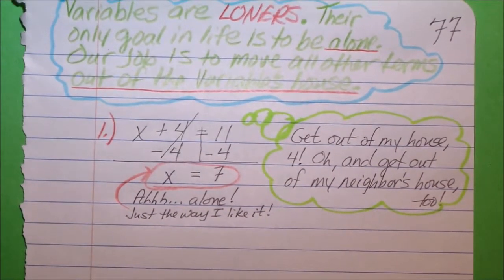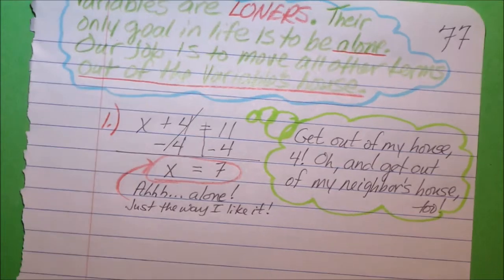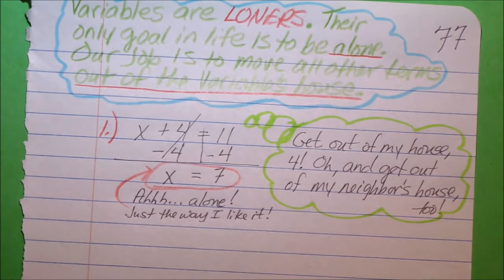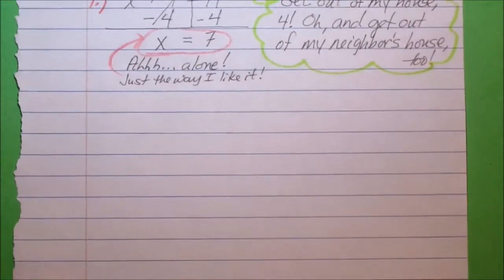Okay, so that's our story we tell ourselves. Our variable wants to be alone, and any other term in its house, our job is to evict it. But what you do to one side, you must do to the other. And that gets us the solution to our equation. Okay? All right, so fun little story. And let's see how it works in example 2.